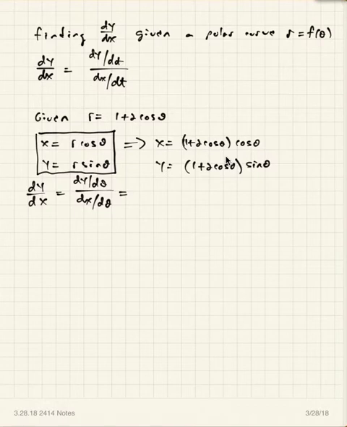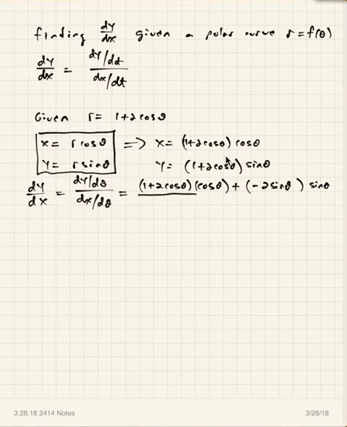So dy/d theta, I'm going to leave them in factored form. So this would be the first factor, 1 plus 2 cosine theta, times the derivative of the second factor, which would be cosine theta, plus the second factor, sine theta, times the derivative of the first factor. Derivative of 1 is 0. Derivative of 2 cosine theta would be negative 2 sine theta. So that would be the numerator. By the way, a little word of caution here. You frequently, with these kinds of problems, end up with nasty expressions, just so you know.